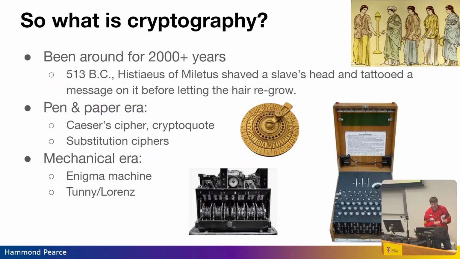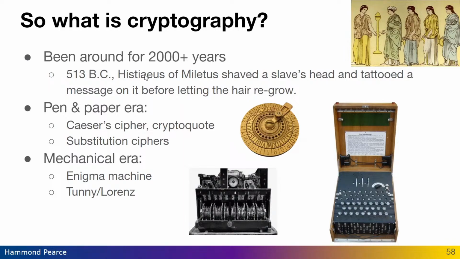It's been around for a hot second. The first case of cryptography that we know of is in 513 BC when Histiaeus of Miletus, I don't know how to pronounce that second word, shaved a slave's head and tattooed a message into it. I assume the message was in plain text and the hair was the cryptography, but that was a thing that happened and there's books on it. You might have also heard of things like Caesar ciphers, crypto quotes, other substitution ciphers like Vigenère tableaus. You've probably heard of Enigma. You might have heard of its peers called Tunny and Lorenz, which are similar machines.